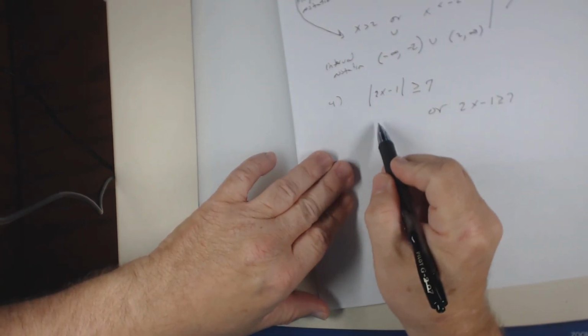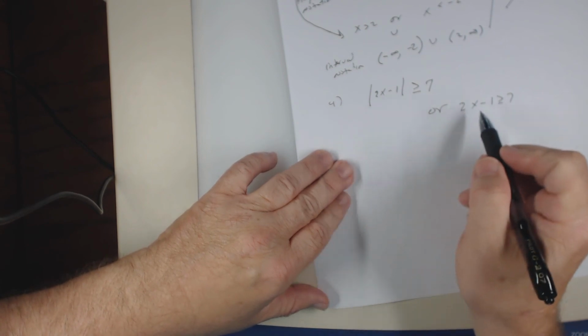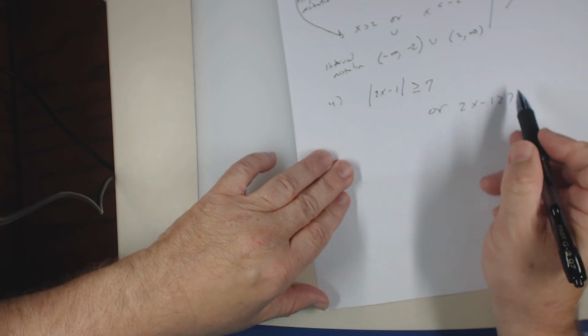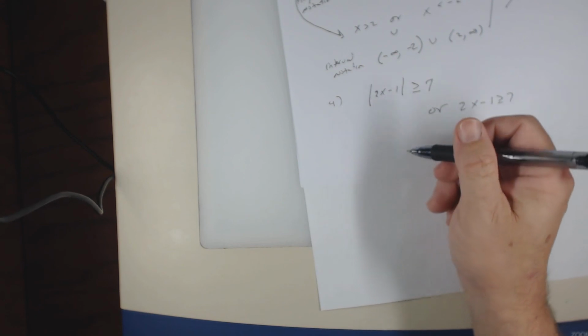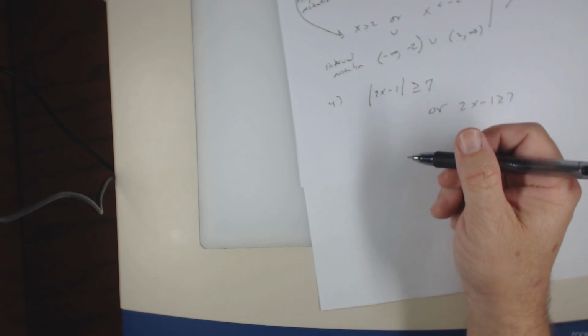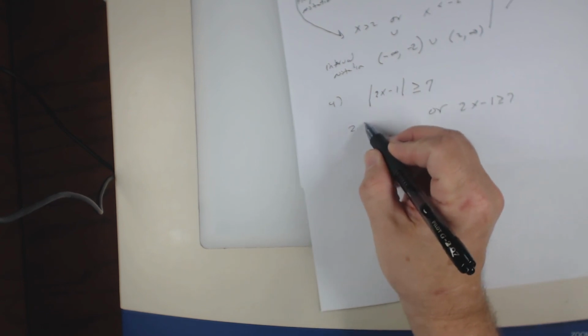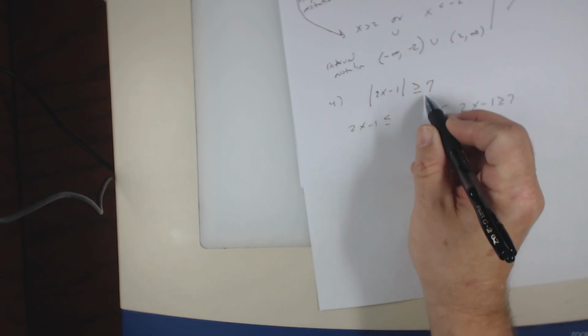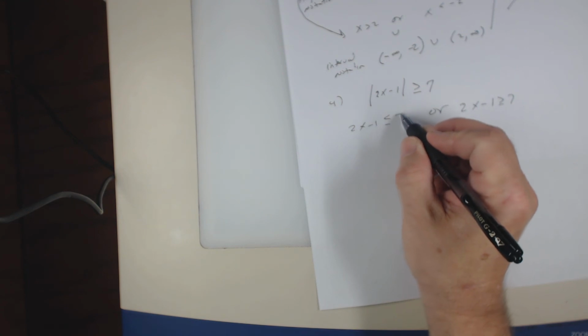Or what's going to be the other one? Let's do it this way. 2x minus 1 is less than. Yes, you just switch these. Because remember, in your mind, you see both of those visually. So the other one's pointing to the left. So that's the less than. So 2x minus 1 is less than or equal to, and then switch the sign, negative 7.